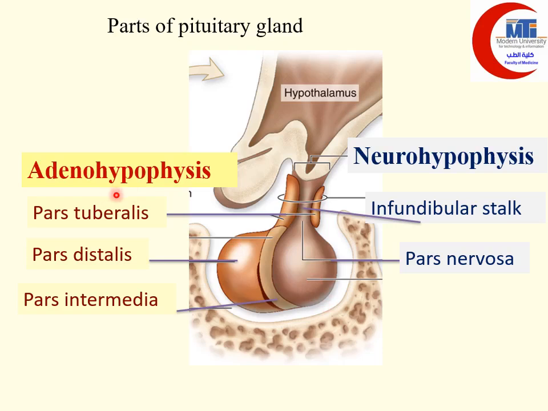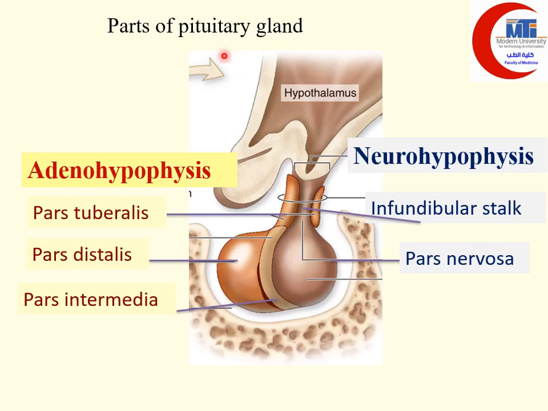Adenohypophysis is formed of three parts. This most anterior part is called pars distalis, this part is called pars tuberalis, and this middle part is called pars intermedia. So adenohypophysis is divided into pars distalis, pars tuberalis, and pars intermedia. And this dark brown part is called the neurohypophysis. It's formed of this narrow part called the infundibular stalk and this wide part called pars nervosa.